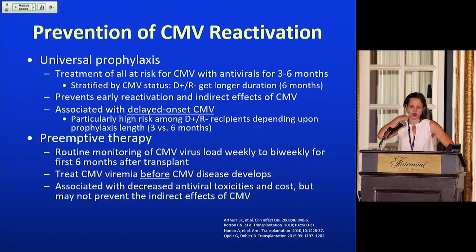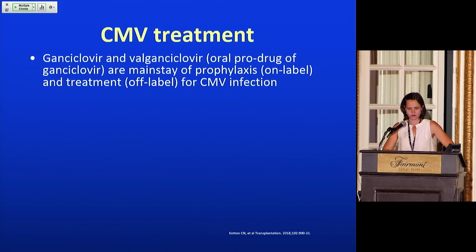So preemptive therapy. This is when you routinely monitor the CMV virus load weekly or biweekly for the first 6 months. And then if you see viremia, you treat it before they develop symptoms. It's associated with decreased antiviral toxicities and cost, but it probably doesn't prevent those indirect effects. So again, there may be this increased mortality risk far out from transplant in those patients.